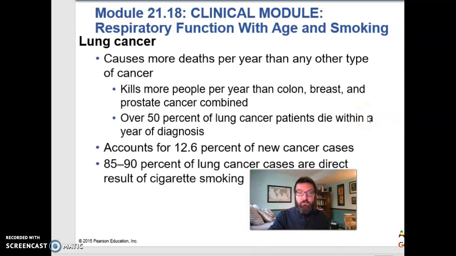Lung cancer itself causes more deaths per year than any other kind of cancer. More people than colon cancer, breast cancer, and prostate cancer combined. And these numbers are a few years old, so they may not be exactly up to date. But as of a few years ago, half of lung cancer patients were dead within a year of diagnosis. So this is serious, and almost 90% of lung cancer cases are directly related to cigarette smoking. Not all of them, but awful darn close.